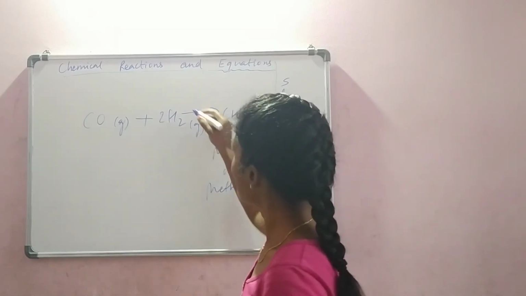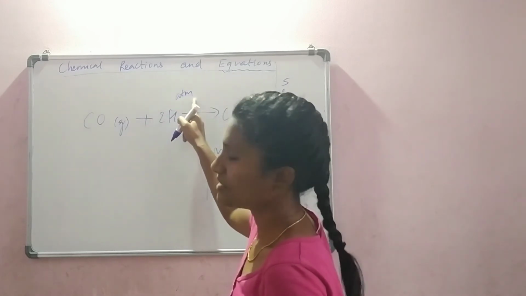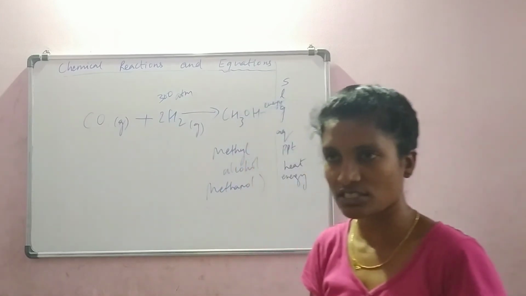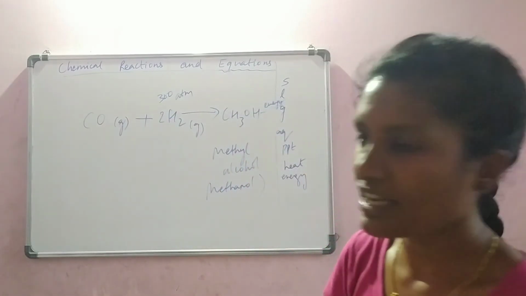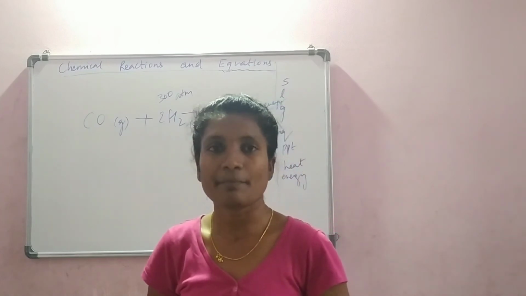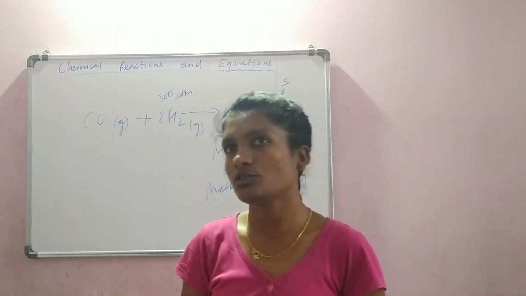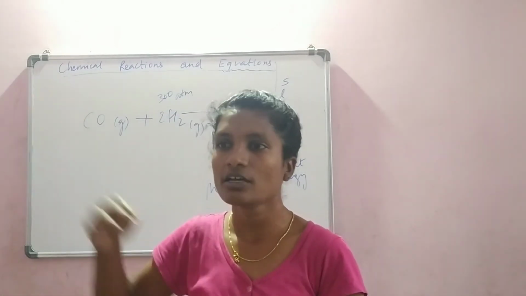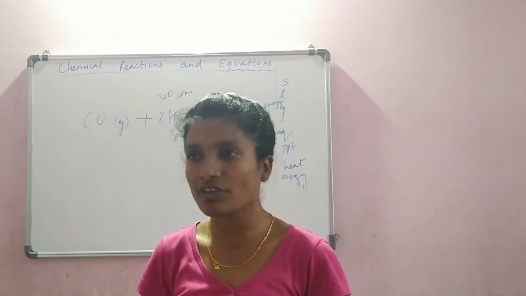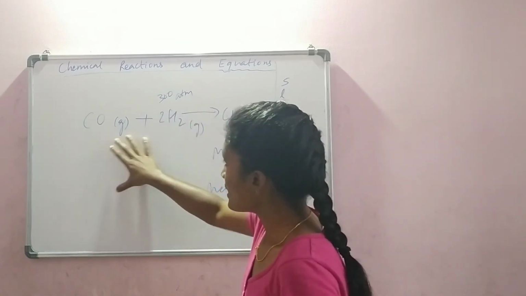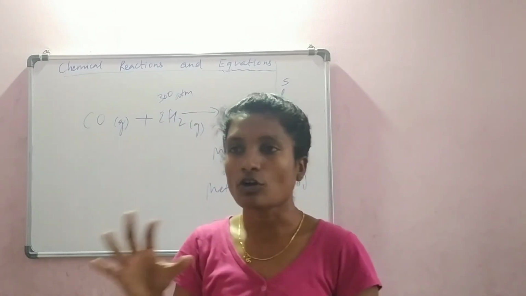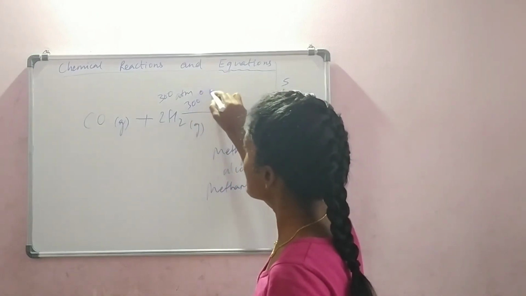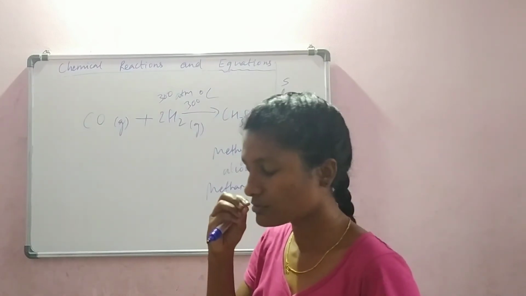Similarly, here we need some pressure. Pressure is measured in atmospheric units, so let us say 300 atm is used. This is the pressure. Then along with that, we need a kind of temperature. Temperature is what? Our body temperature is 98 degrees. If it rises above 98, it means we are affected with fever. So to conduct this experiment, normal room temperature is not enough. We need at least 300 degrees Celsius of atmosphere temperature.